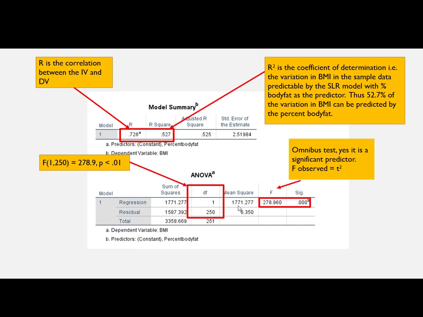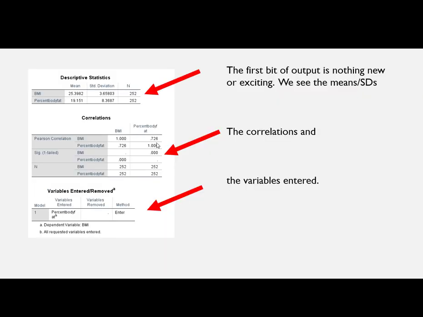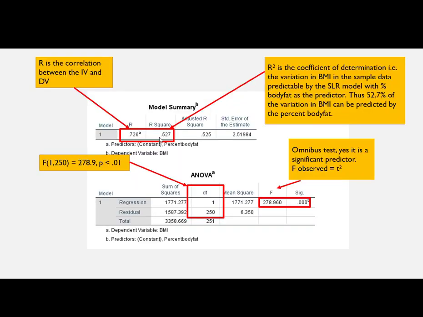Now, ANOVA table looks just like the ANOVA table when we did ANOVA, but here it says regression, residual, and total instead of between, within, and total. We look and our omnibus test is significant. Yes, it is a significant predictor. We can see that the correlation, so it gives us this capital R, which is the correlation. If you look, it's the same as this, 0.726. When you square it, it's 0.527.